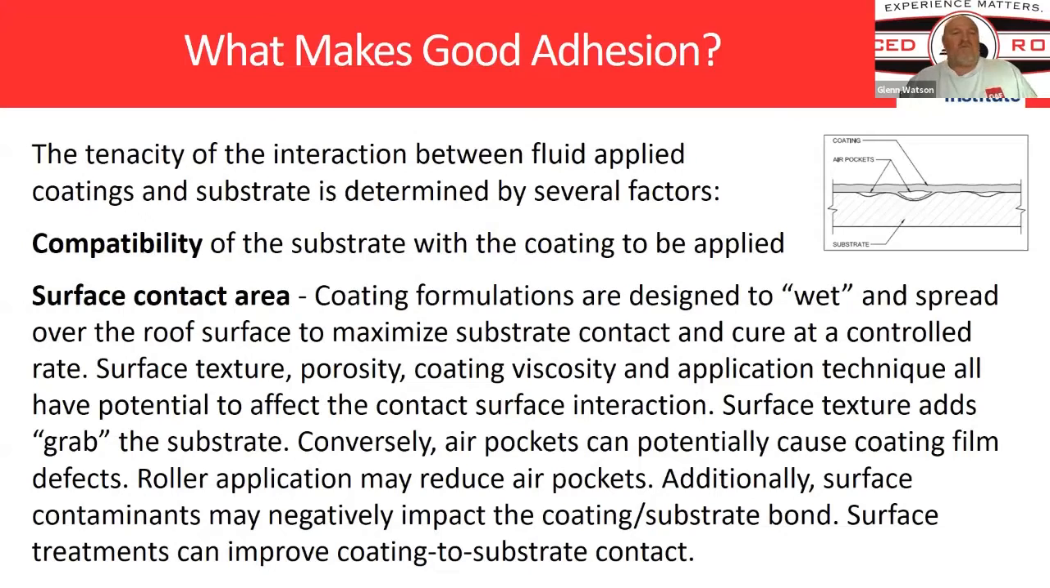Knowing surface textures: there are certain products that have to have a certain finish, a certain surface, in order to perform the way they're intended to perform. So knowing the porosity, the coating viscosity, and application technique, they all have the potential to affect the contact surface interaction. Surface textures add grab. Say you're applying a coating over a tilt panel wall, a real smooth, sheened surface, versus putting it over a broom finished sidewalk. Which one do you think is going to grab more readily?